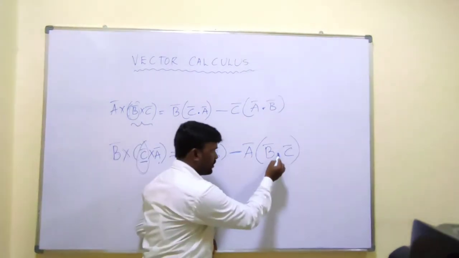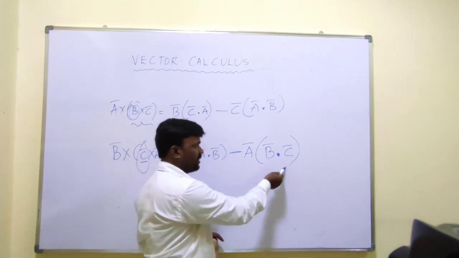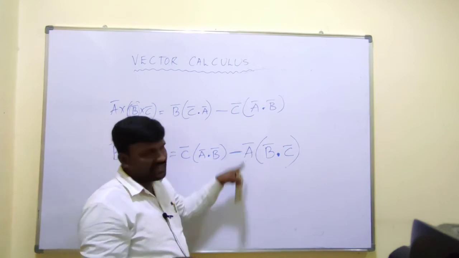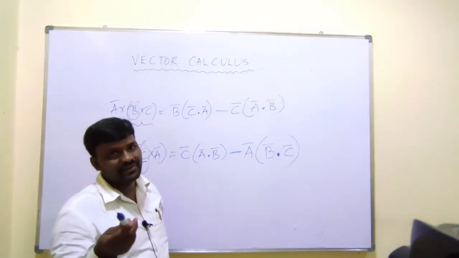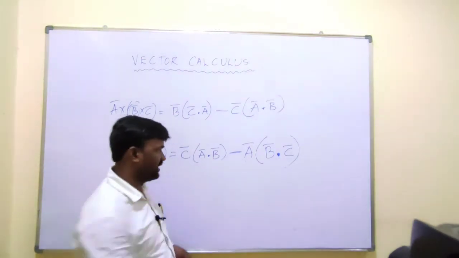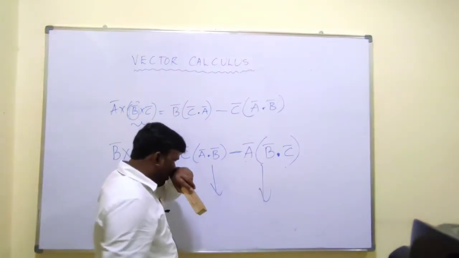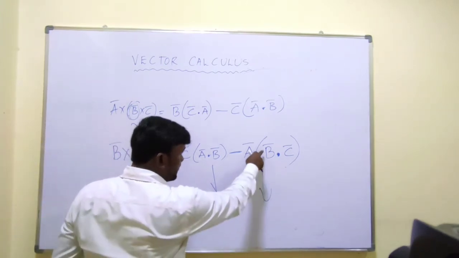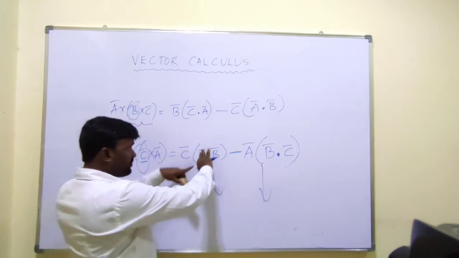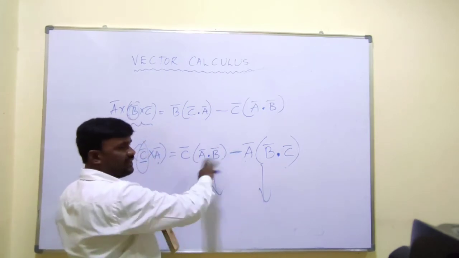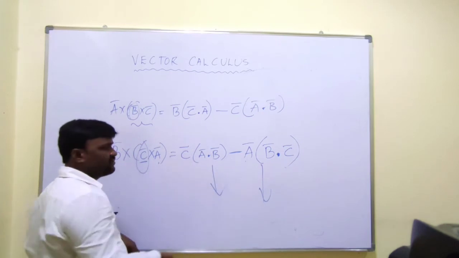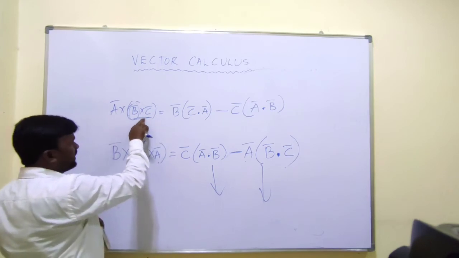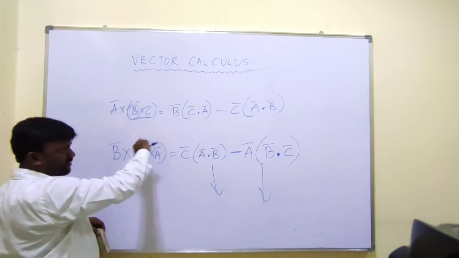Of course, the dot product of these two vectors gives a scalar quantity. This scalar is multiplied by a vector. Multiplication of any scalar quantity with a vector gives a vector only. If a scalar is multiplied with a vector, that becomes a vector quantity. Here we got a vector, here also a vector. Vector subtraction gives a resultant vector. Here the cross product of these two vectors gives a vector. Again this vector is multiplied with another, it is a cross product, that should be a vector.